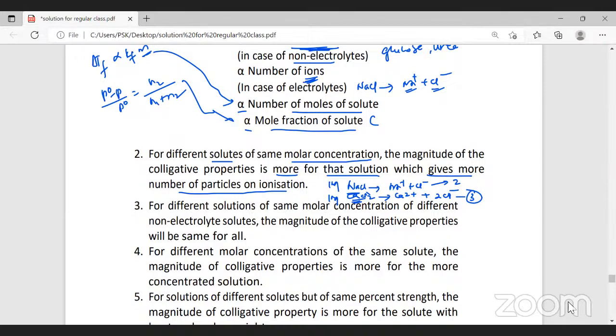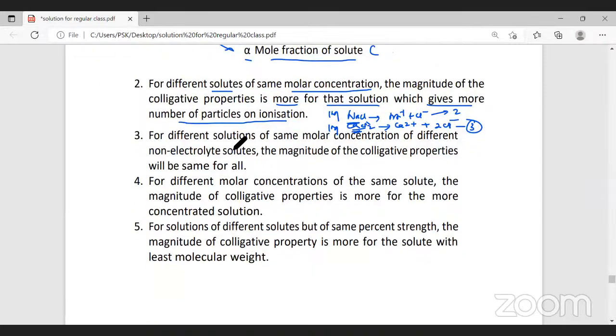The third point: for solutions of the same molar concentration of different non-electrolytes, the magnitude of the colligative property will be the same for all. That is, you can take 1 molar glucose and 1 molar urea. These are different non-electrolytes, but the concentration is the same. When the concentration is the same, the magnitude of the colligative property will remain the same. Are you with me? Are you following?